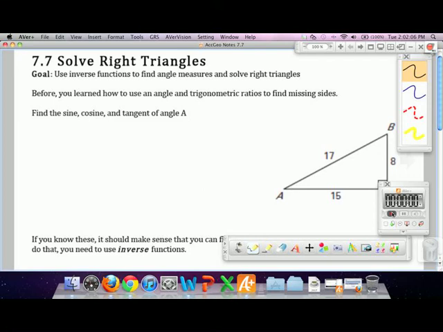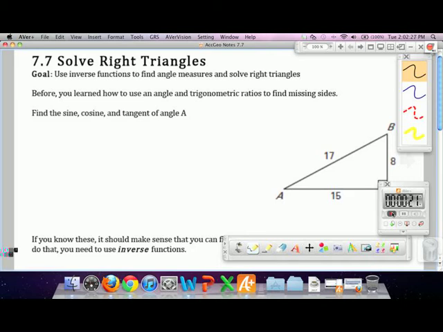A lot of time the last couple days finding the side lengths. Like if we knew something about the angles, then we could use sine, cosine, or tangent to find those trig relationships to figure out what missing sides are. If we knew at least one of the angles inside the triangle and maybe one of the sides.